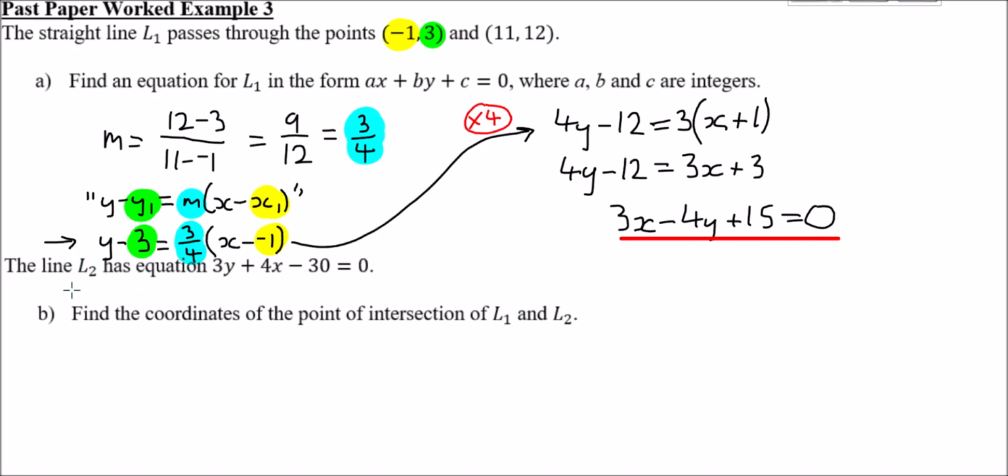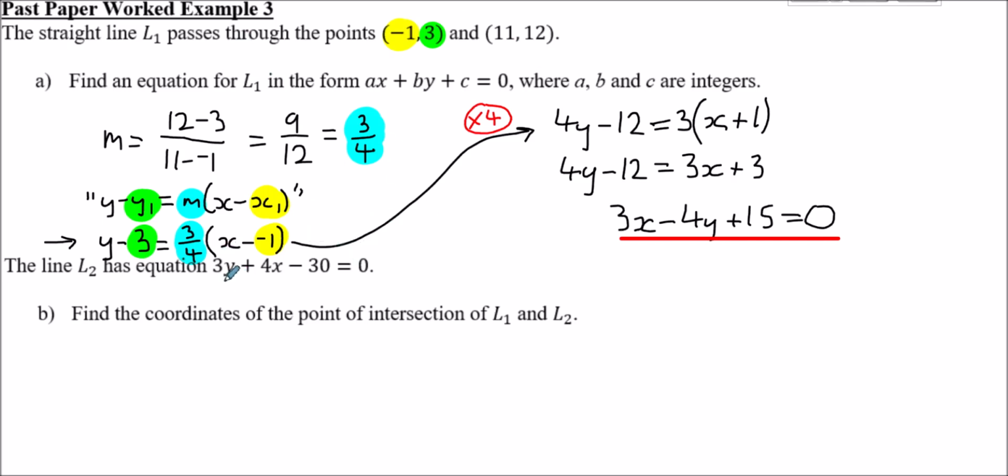We're told that L2 has equation 3y plus 4x minus 30 equals 0. Find the coordinates of a point of intersection of L1 and L2. You could either do a simultaneous equation and solve it that way, or we could use a substitution. It doesn't really matter which way around you do it. What I'm going to do here, just to show you the versatility of different methods you can use, I'm going to show you how you could do this by doing a simultaneous equation.